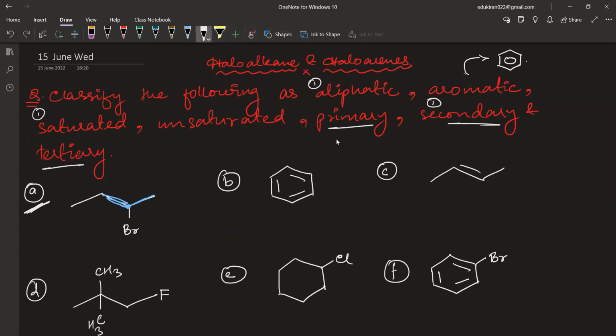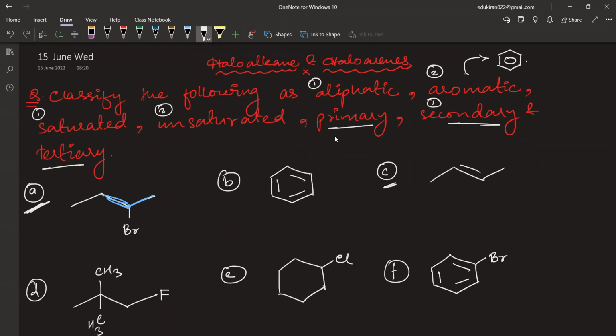Now, is B aliphatic or aromatic? Aromatic. Very good. Saturated or unsaturated? Unsaturated. Very good. Primary, secondary, or tertiary? We cannot classify it as primary, secondary, or tertiary because it does not have any carbon which we can focus on right now. So we will not classify it.